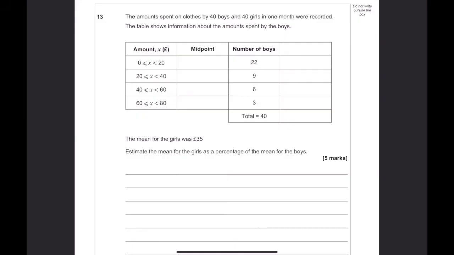So ultimately we need to work out the mean for the boys first. So we want to put the midpoints in here, 10, 30, 50 and 70. We multiply these by the frequencies, leaving us with 220, 270, 300 and 210. Now if we add all of those up, that equals 1,000, and if we do the sum of all our numbers divided by how many there are, that's going to give us 25.